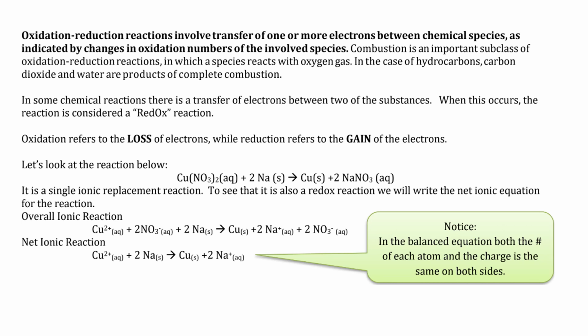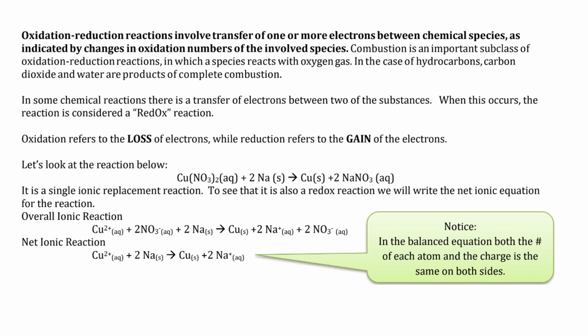Oxidation refers to the loss of electrons, and reduction refers to the gain of electrons. LEO goes GER is something people often use to memorize this. If it loses electrons, it is oxidation, and if it's gaining electrons, it's considered reduction. So let's look at the example below.